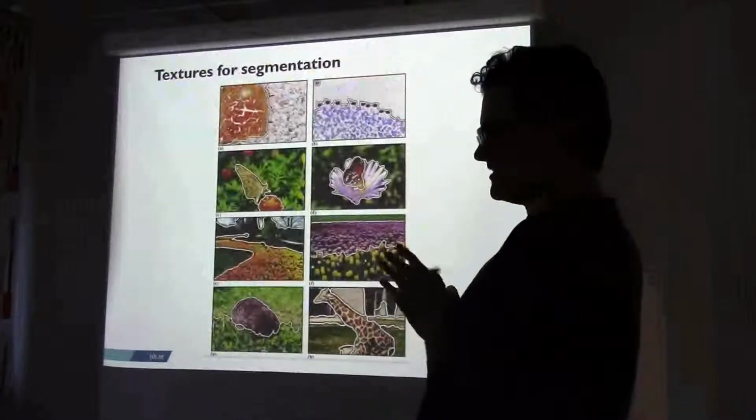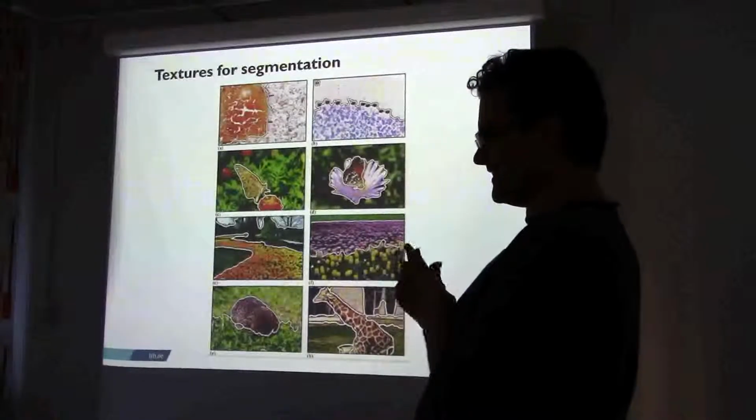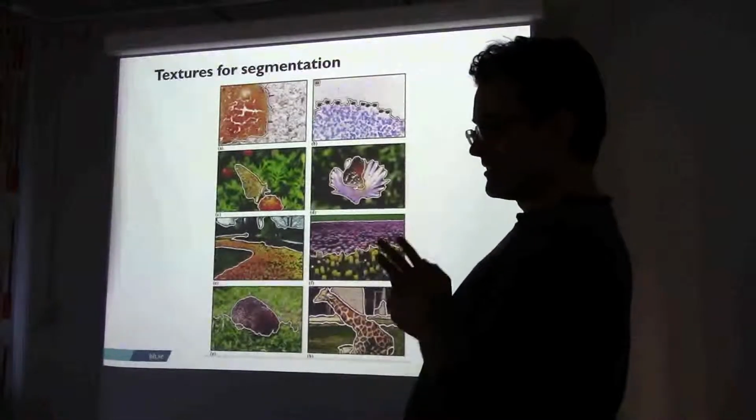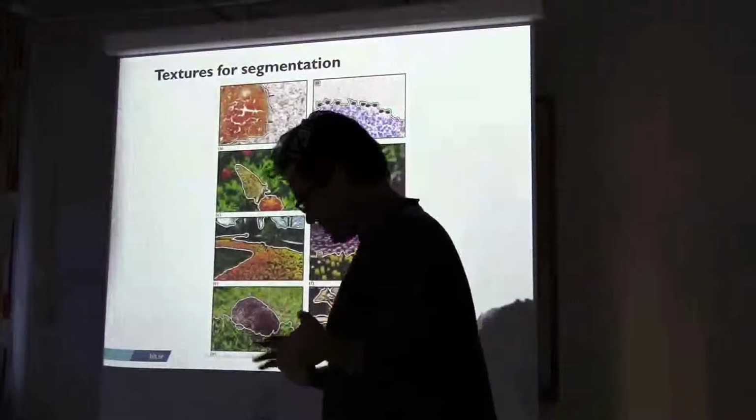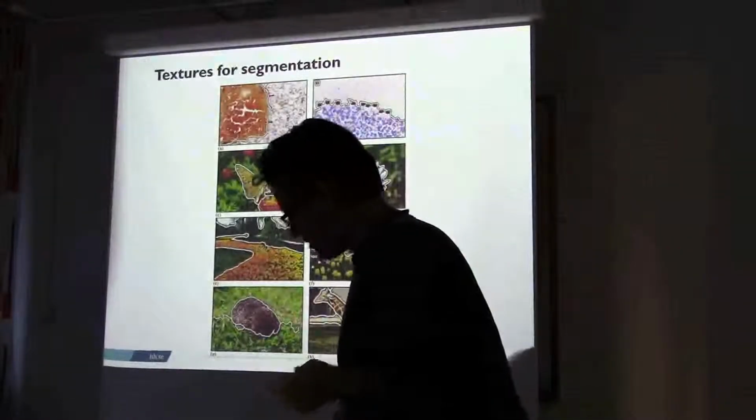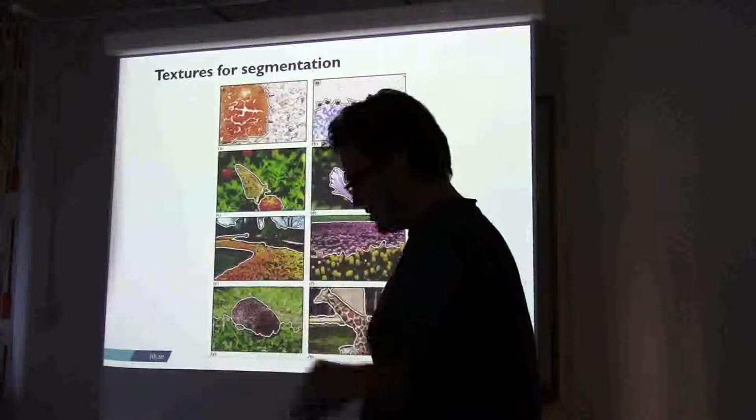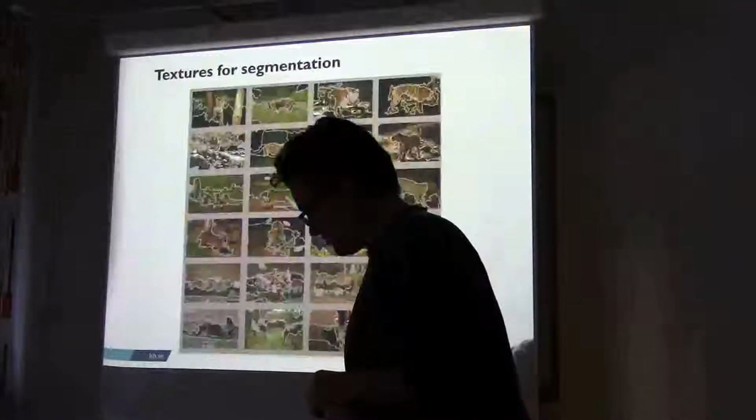Maybe I'm going too fast. No, it's okay. Okay, so if you segment based on gray values, you can have gray values using texture values.